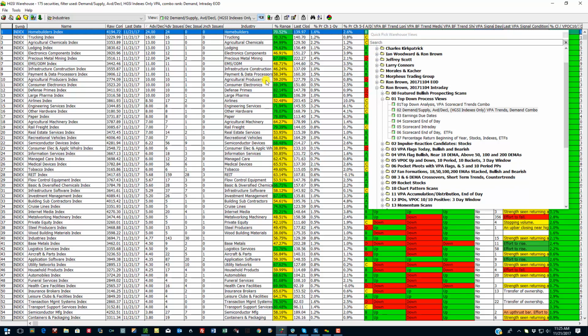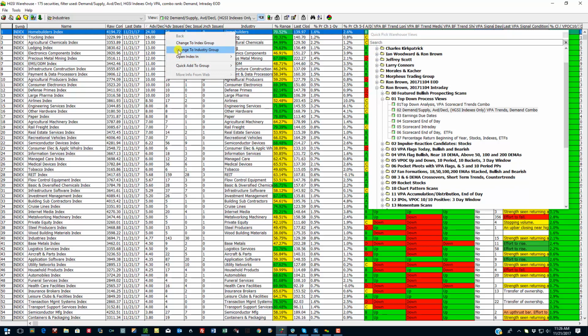Home builders are leading. That KBH that I put in the weekly report, it just can't get out of its own way. But I don't know why. It's a good-looking stock. It just doesn't want to go. It's hovering right around the buy point right now.